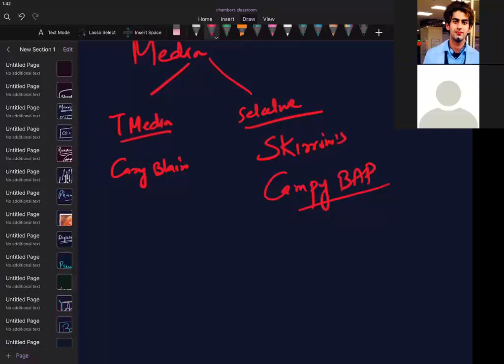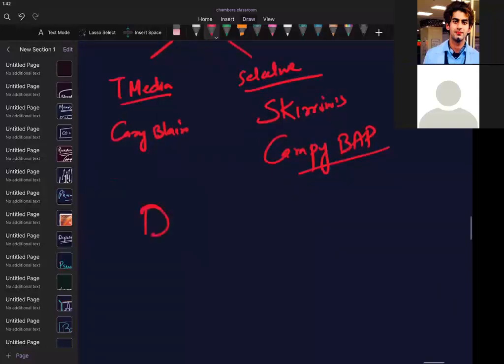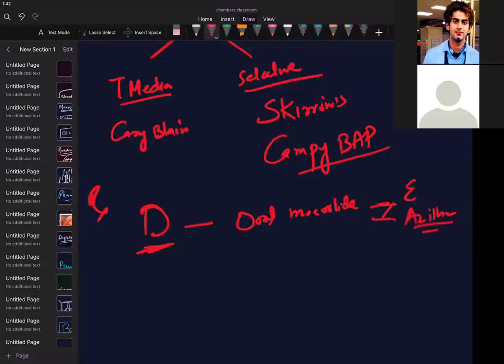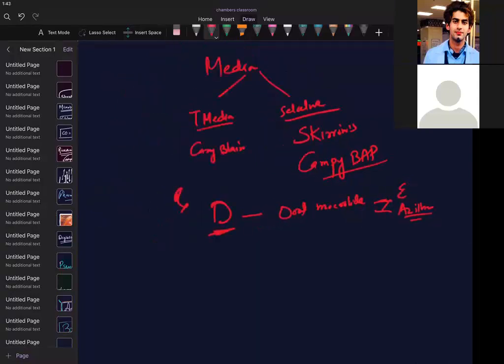How to treat this condition? If there is diarrhea, give an oral macrolide, which will be erythromycin or azithromycin. I would recommend azithromycin only, because erythromycin has that motilin-receptor activity. No need to go into pharmacology.